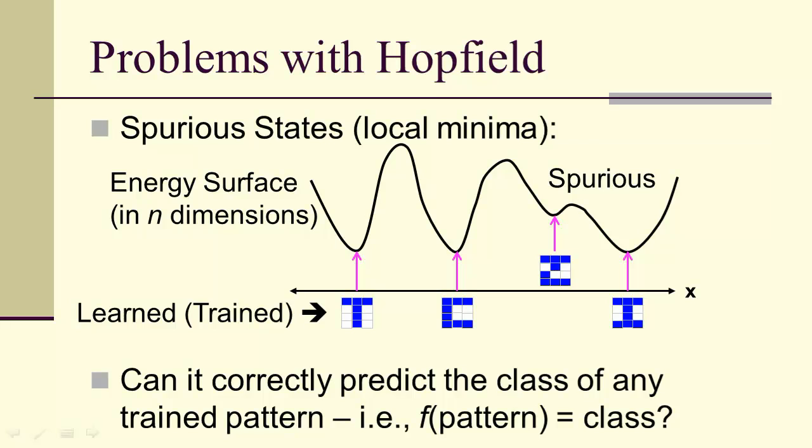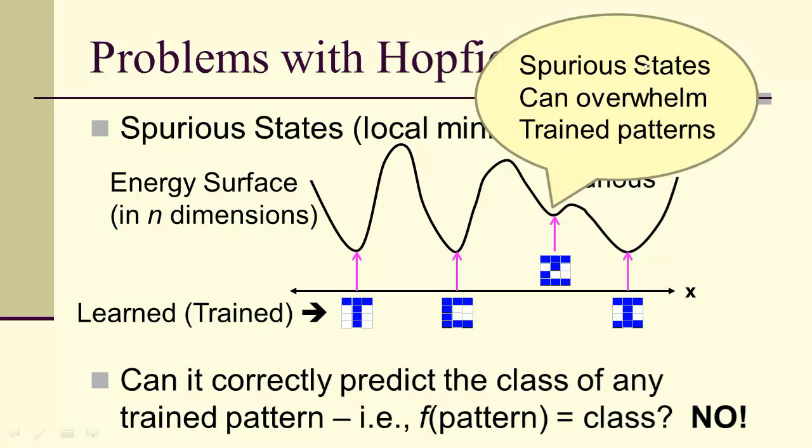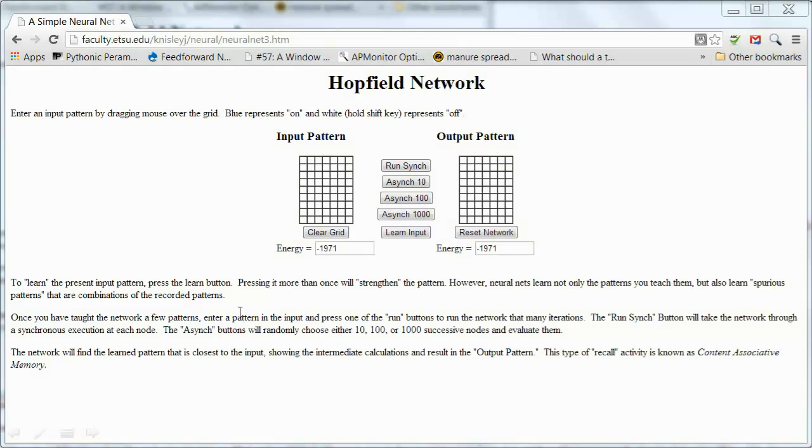So can a Hopfield network correctly predict the class of any trained pattern? In other words, can we get f of pattern equals class to some high degree of accuracy? No, we can't. And the reason is that the more we train with these patterns, the more the spurious states can overwhelm what we've learned, so that we eventually lack the ability to correctly recall what the network was taught.